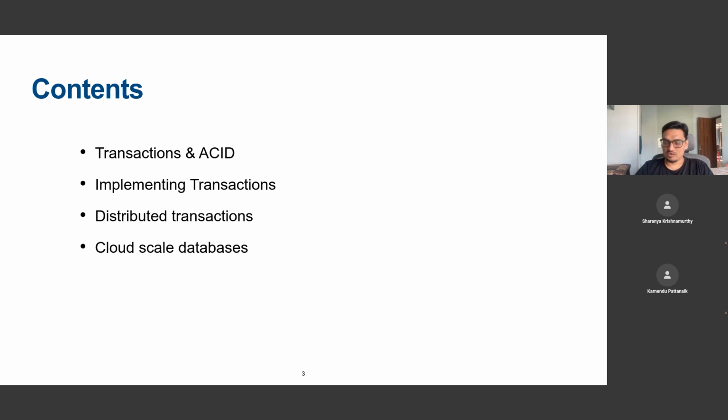Then, how are transactions implemented internally? I'll take a few cases, a few failures, and see how we can get to a better design. And then from single node we will move to distributed, so we see how transactions have to happen in a distributed fashion, and then we will take some examples to see how these look in the real world out there.